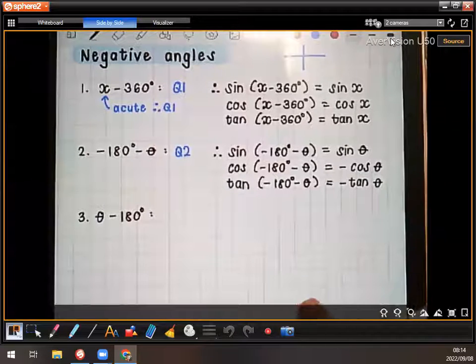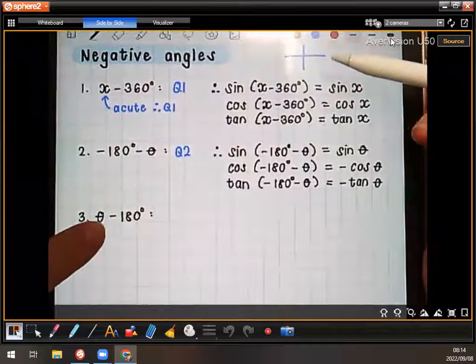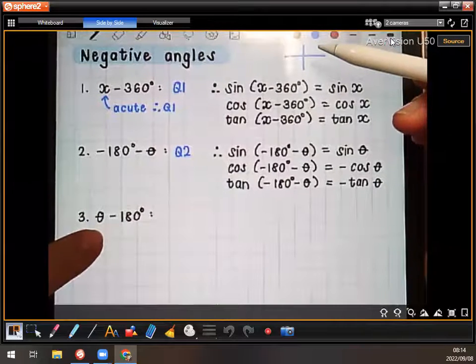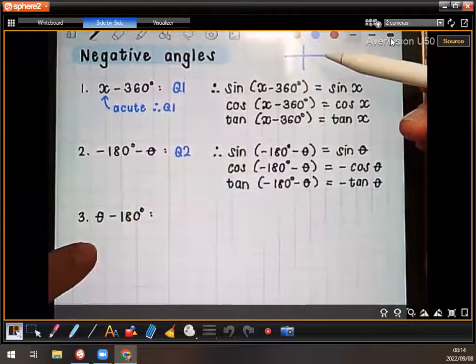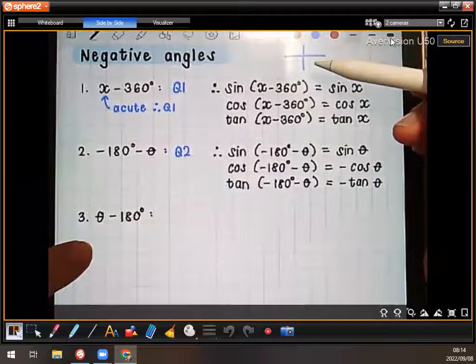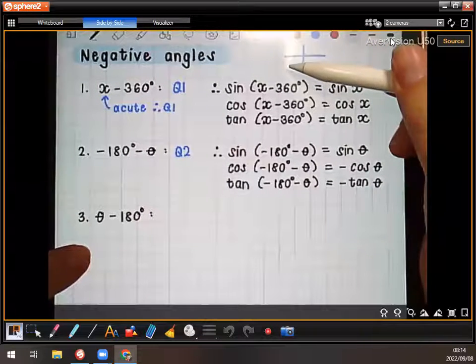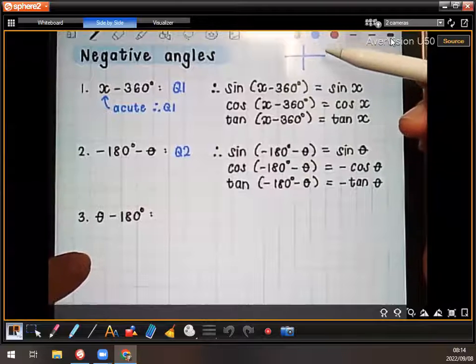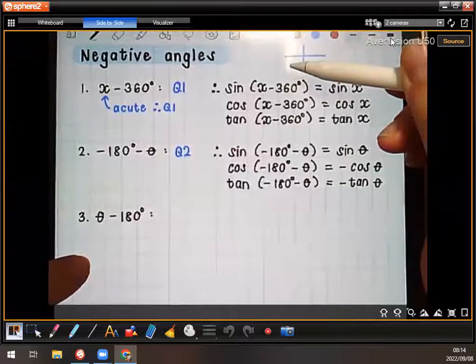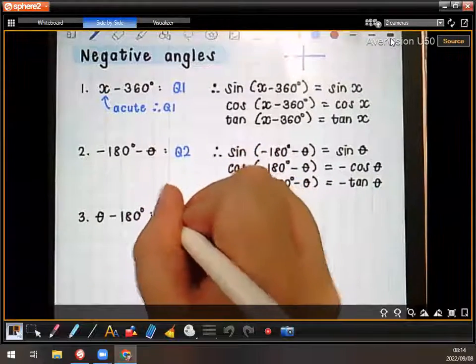Right, theta is in quadrant 1, right? It's an acute angle. So theta on its own is in quadrant 1. And now you must minus 180 from it. Guys, if you minus 90 from it, you're going to end up in quadrant 4, right? But now you must minus another 90, basically. 180, you're going like in a straight line. You're going to change 180 degrees. So you start in quadrant 1, you go all the way around to quadrant 3, and you subtract 180. So theta minus 180 is in quadrant 3.